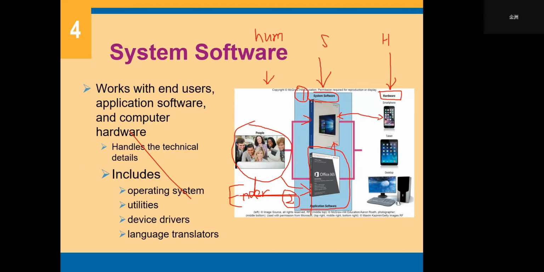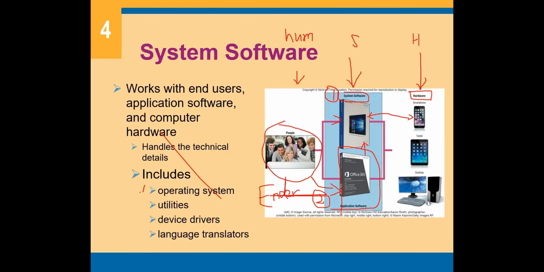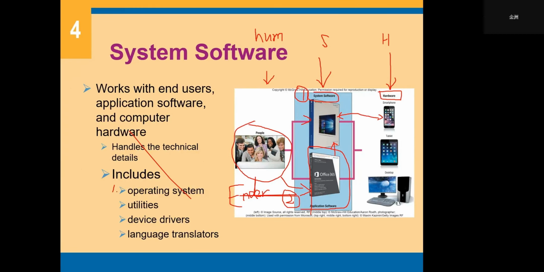Okay, so I also listed here, what does system software include? In fact, it may include 4 types of programs. The first is the operating system. The operating system coordinates the computer resources, provides an interface between users and the computer, and runs the applications. So it coordinates all these 3 parts, right?